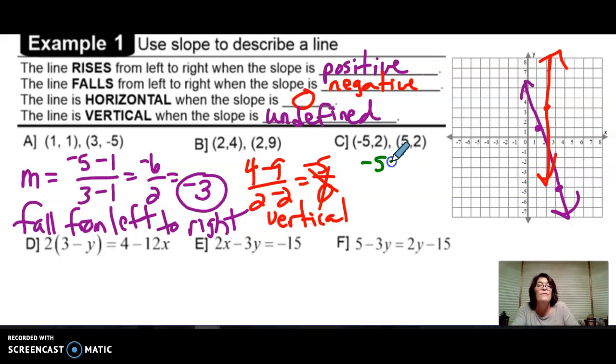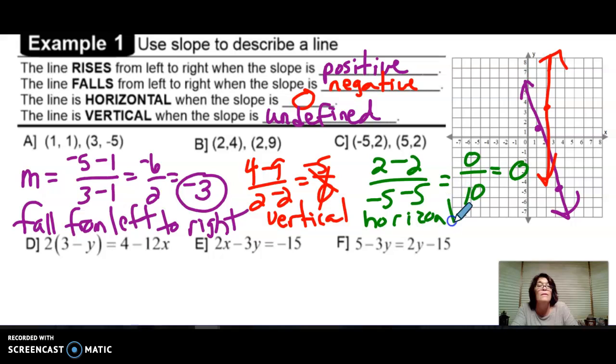Here, if I take negative 5 minus 5 over 2... I'm sorry, we're going to subtract the y's first. 2 minus 2 over negative 5 minus 5, or 2 minus 2 over 5 minus negative 5. Either way, I get 0 over 10 or 0 over negative 10. 0 over anything is 0. This is a horizontal line.